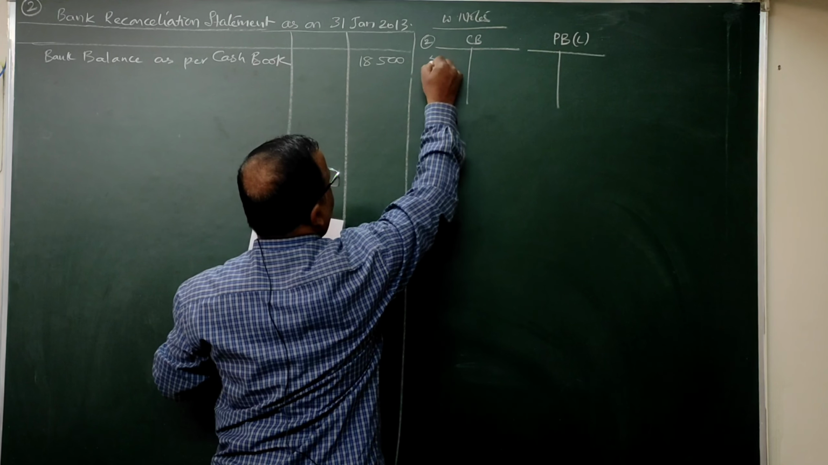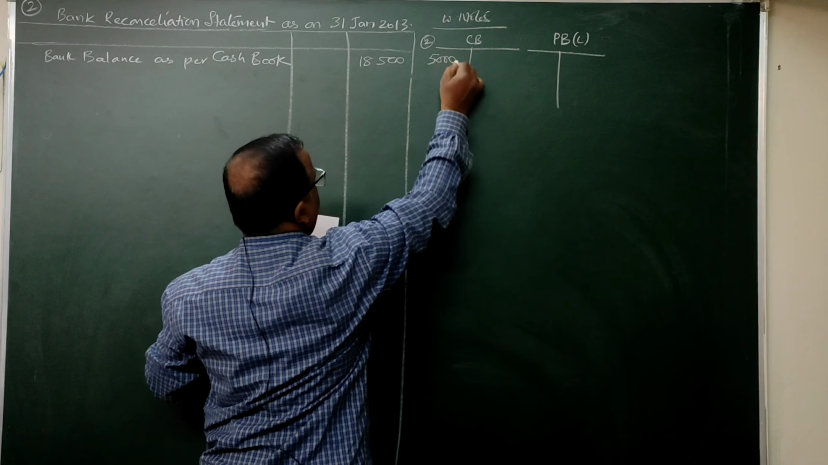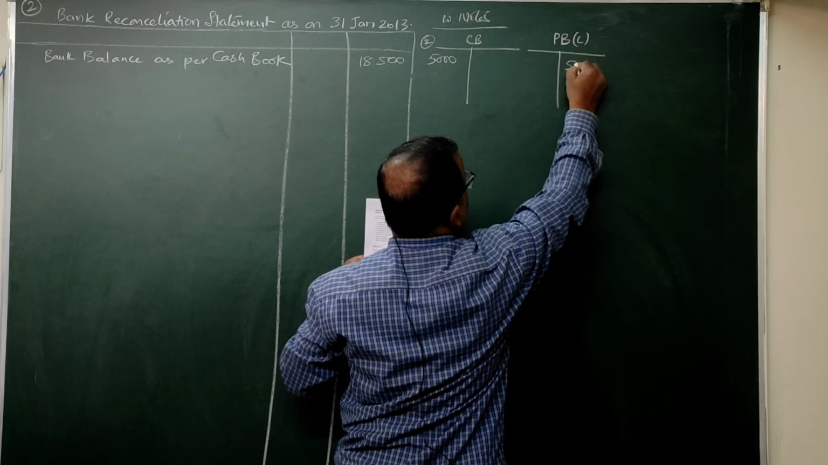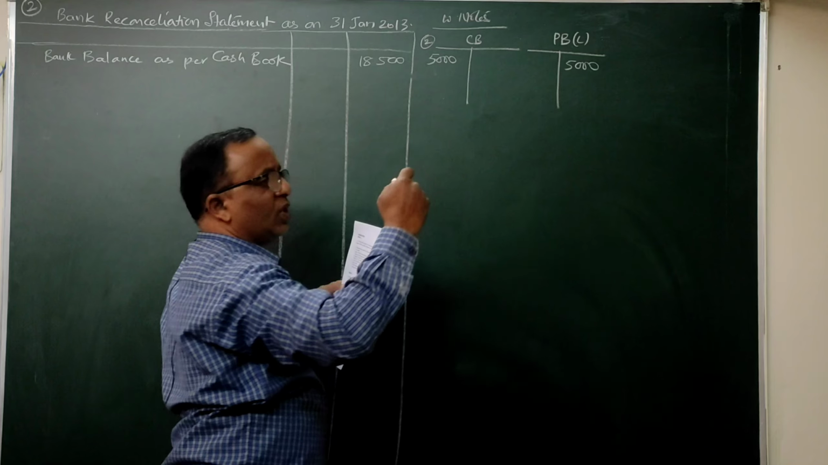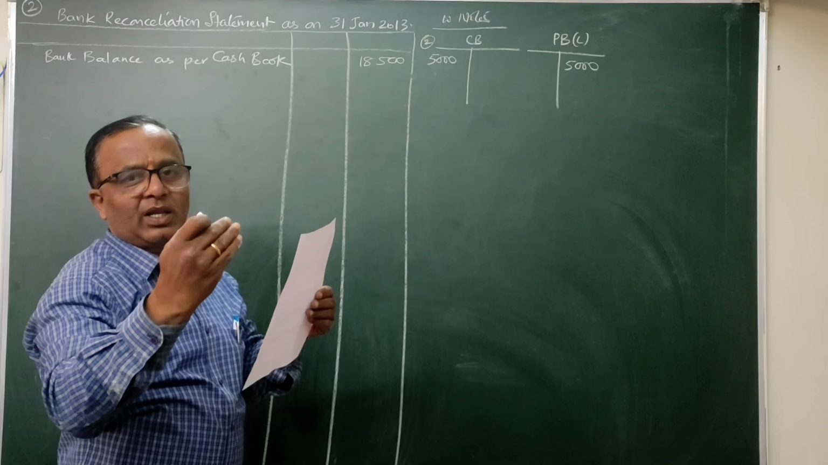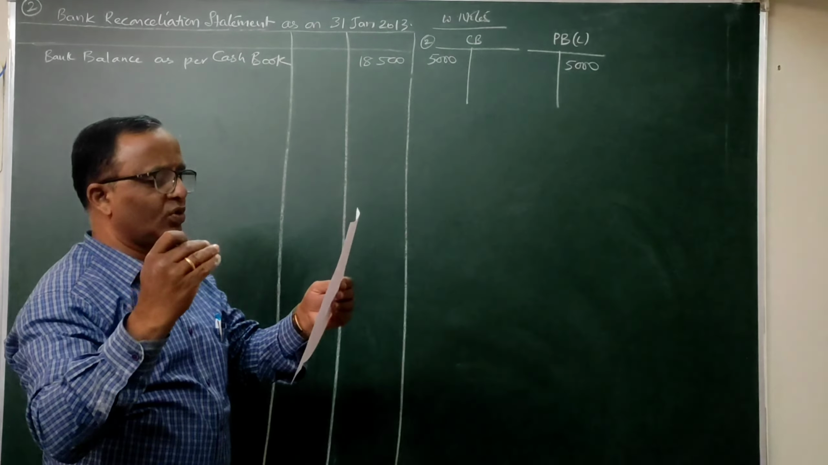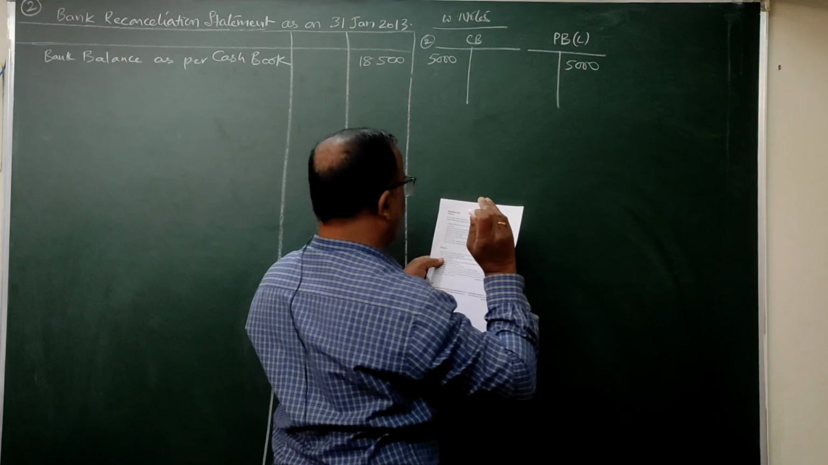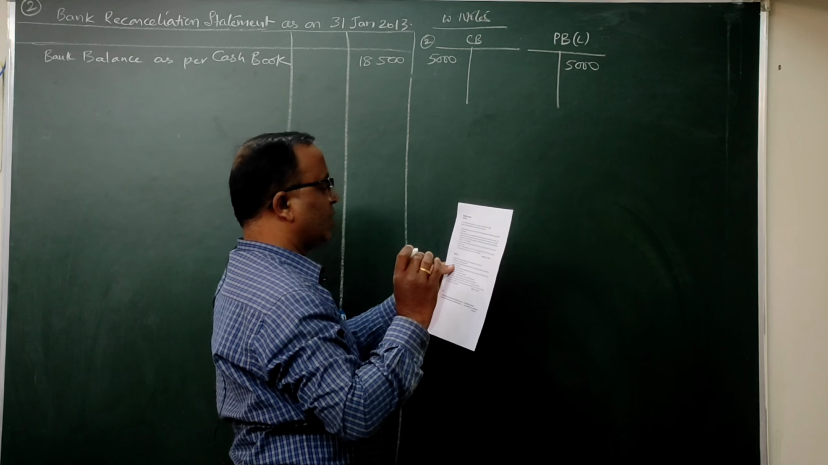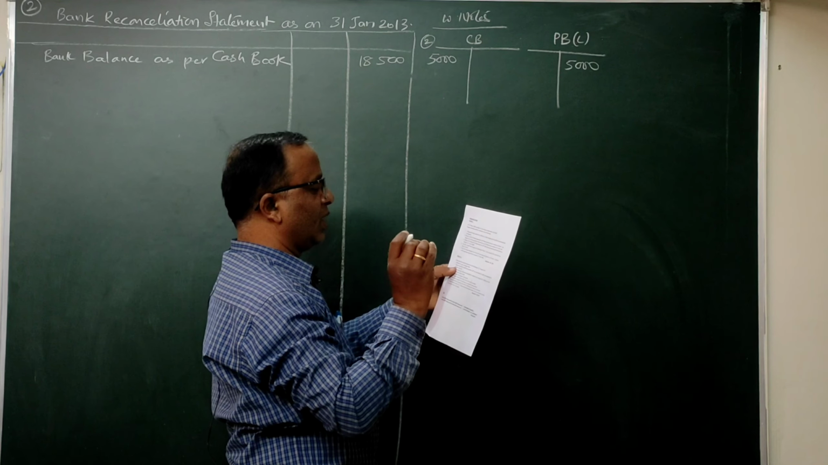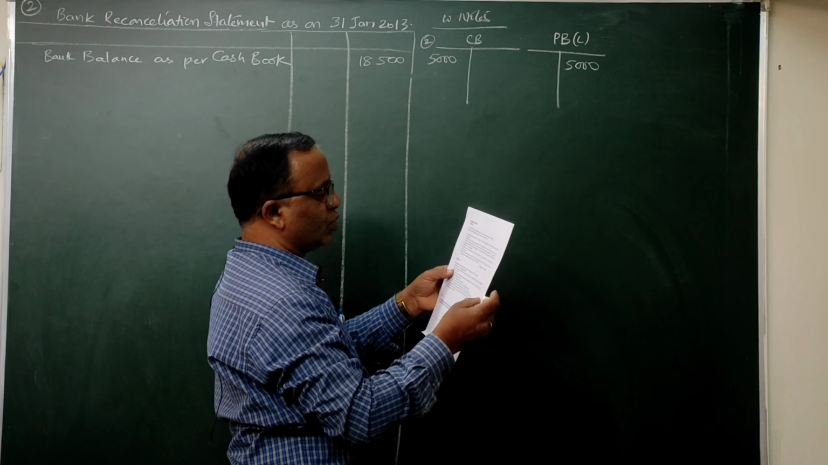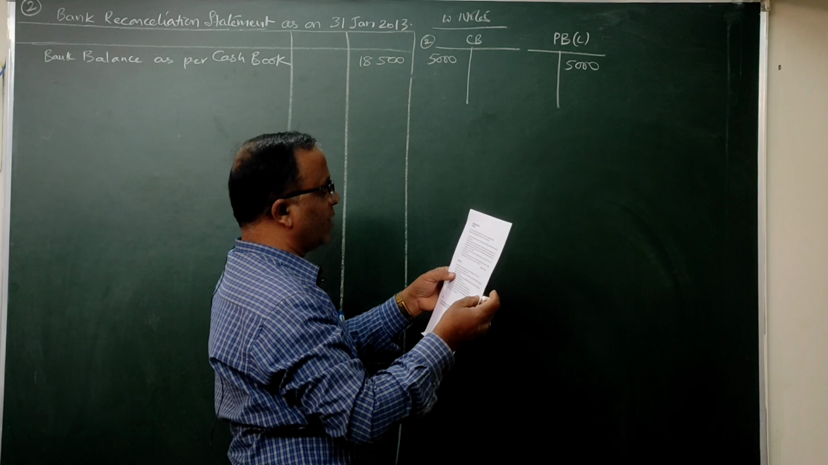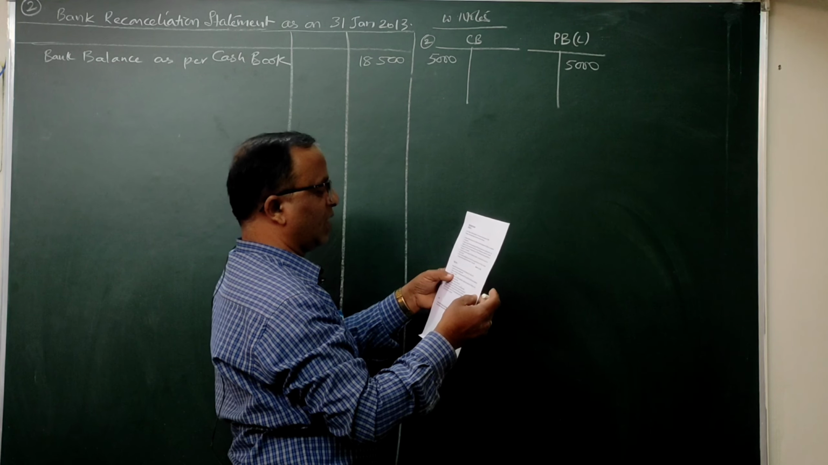So assume that you have some 5,000 rupees in your account, something more than what is given in the transaction. He has issued checks of 4,000, so we have taken 5,000 as the minimum balance. What he says is, checks amounting to 4,000 were issued on 28th January, out of which 2,400 were presented for payment in February 2013.